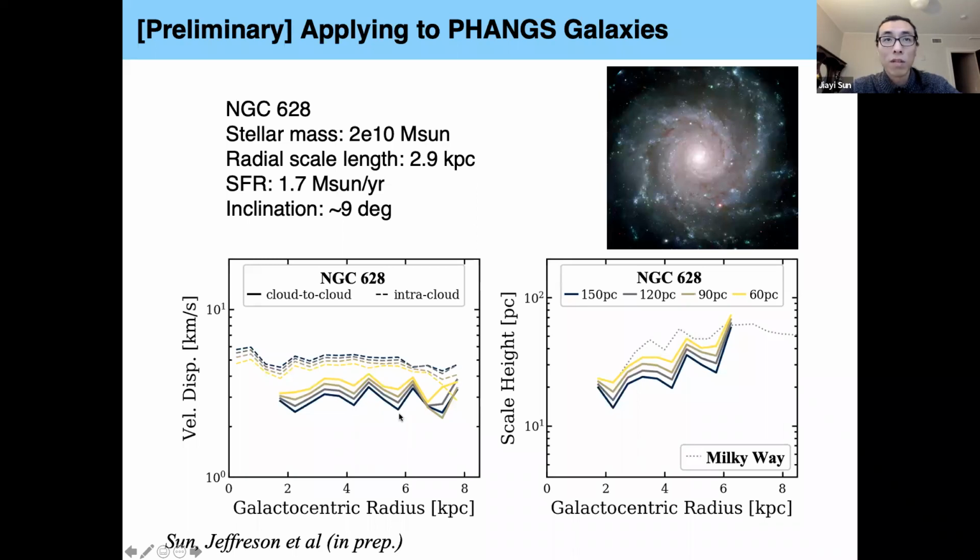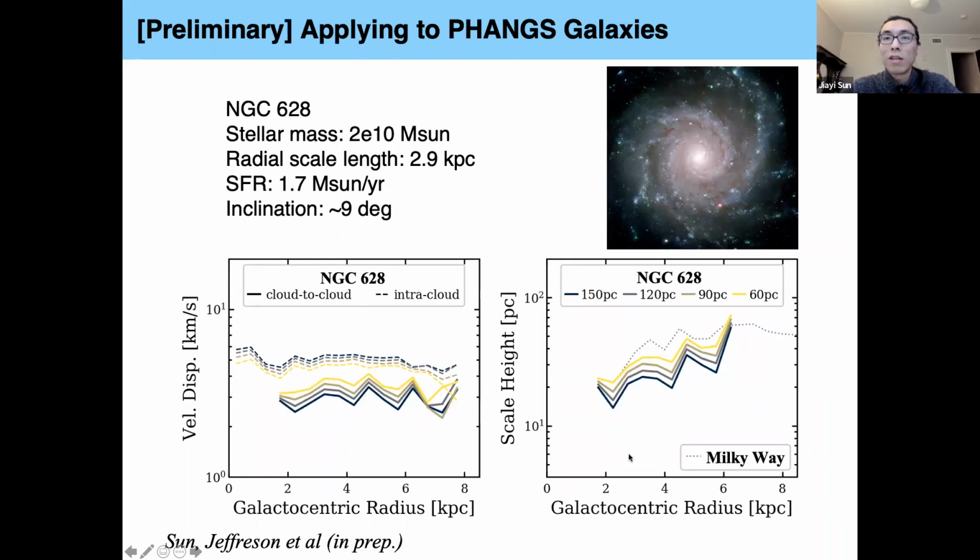If you go from low resolution to high resolution, meaning smaller beam size, typically you tend to break things apart into smaller things. Then you will attribute what you previously thought of as intracloud to intercloud, and therefore you have a higher intercloud velocity dispersion. So this trend makes sense. But this is not a wide range. It's only a very small factor, like 0.2 dex at most.